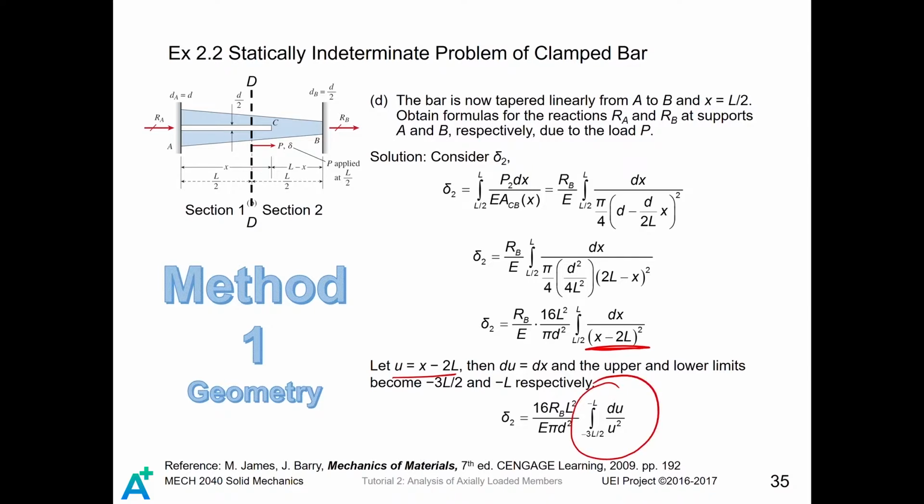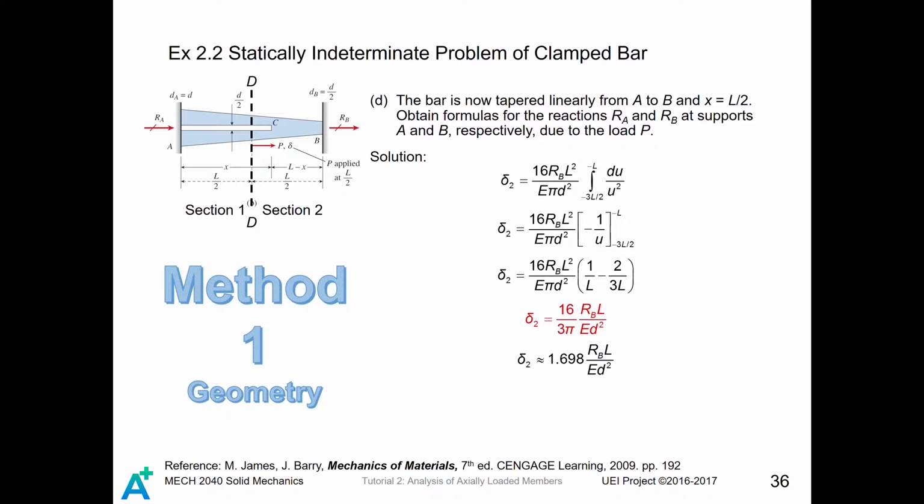Well, this integral is much easier than what we have just solved for delta 1, right? For this integral, it is rather easy. We just integrate it to get minus 1 over u, and then you place those two numbers into this result, and then you simplify the whole stuff to get this. To express the answer numerically, it will be 1.698 times RB times L divided by ED squared.